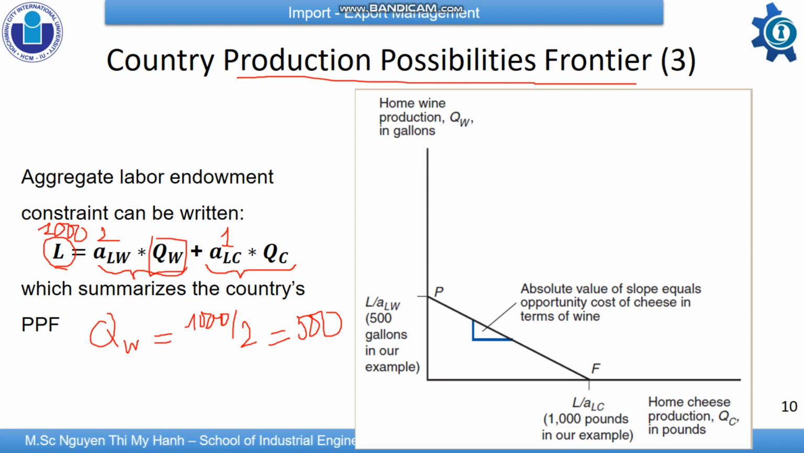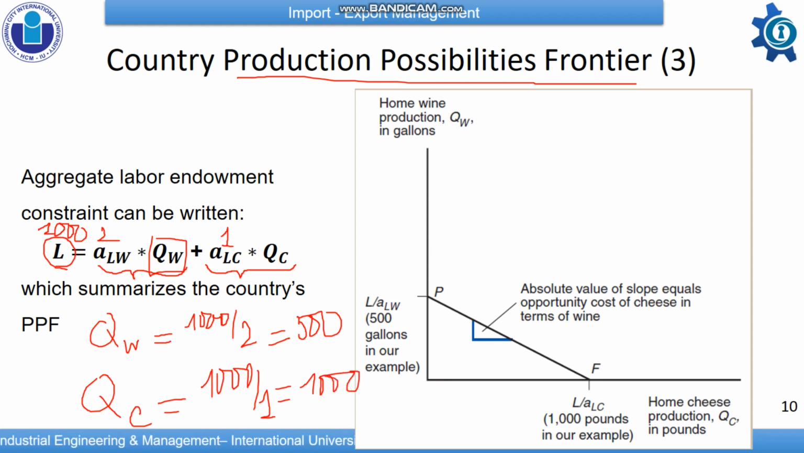And if we only specialize in cheese and don't produce wine, the maximum quantity of cheese we can produce is 1000 divided by 1. We have 1000 pounds of cheese. That's why we can draw this line. That is the PPF, production possibility frontier, with the maximum quantity of cheese we can produce being 1000, and for wine 500 gallons.